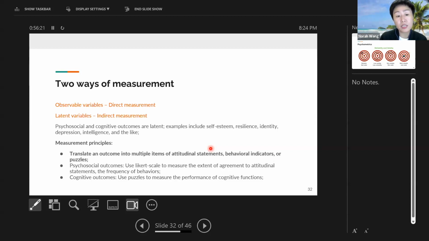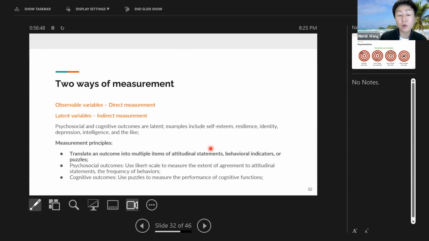Psychosocial and cognitive outcomes are often latent because they cannot be directly observed. They cannot be directly measured. And so that's latent. Examples could be self-esteem, resilience, identity, depression, intelligence, and the like. So we can only measure those latent variables indirectly. So there are certain measurement principles for latent variables.